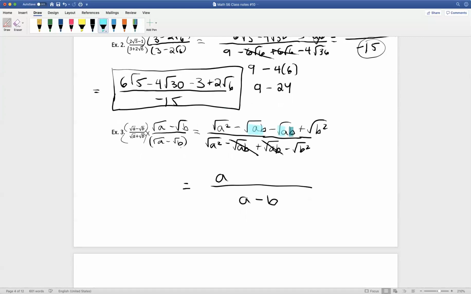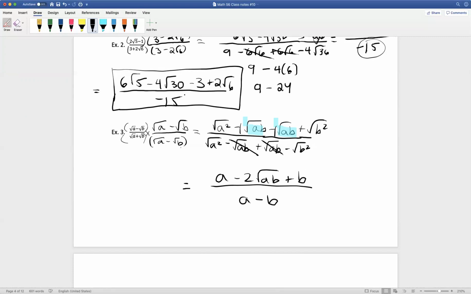These are like terms. We can combine them, right? We have the same index. We have the same radicand. And remember, you can put a little 1 in front of here. So negative 1 minus 1 gives us negative 2. We have negative 2 of those square root of ab's. And our last term, square root of b squared is b.